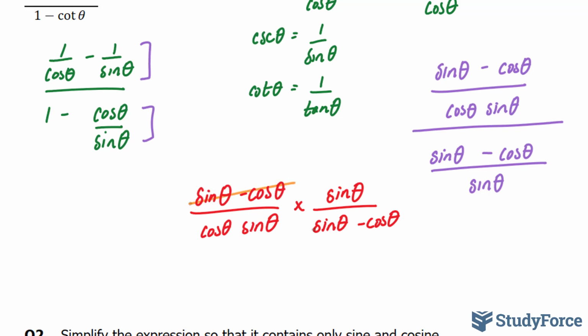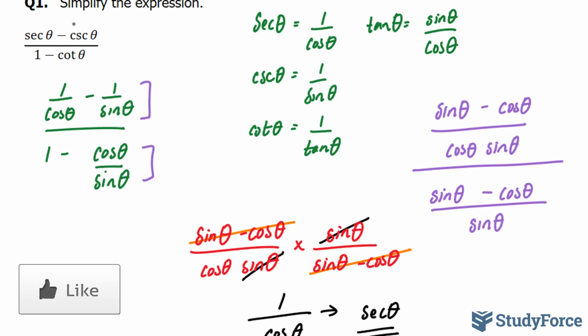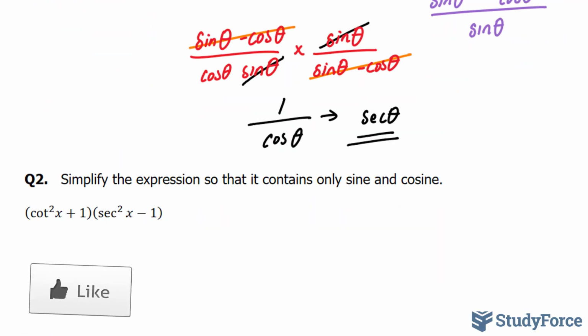This term and this term are the exact same, so they can be cancelled out, leaving us with sine theta over cosine theta times sine theta. Next, this sine and this sine will cancel out, leaving us with 1 over cosine theta. And the reciprocal function that represents this is secant theta. That right there is the final answer that represents our original expression. Let's move on to question 2.